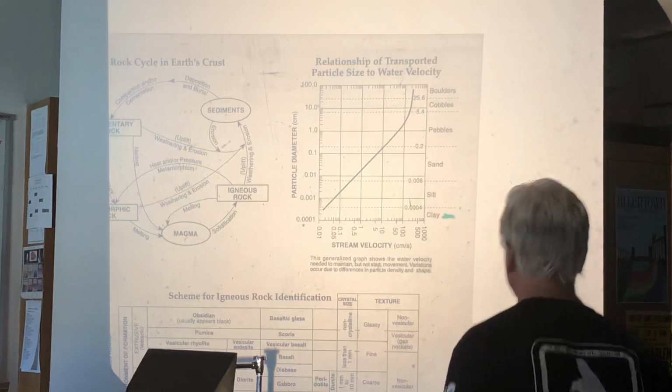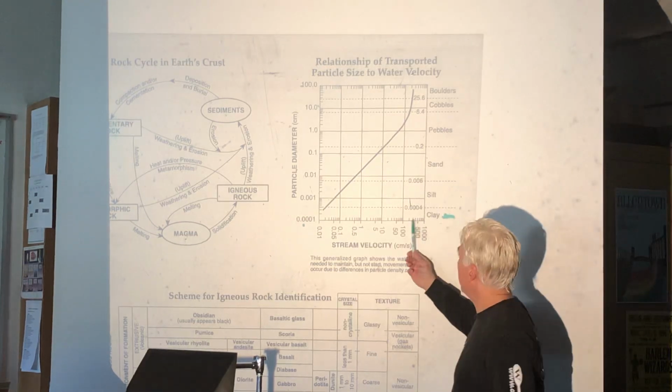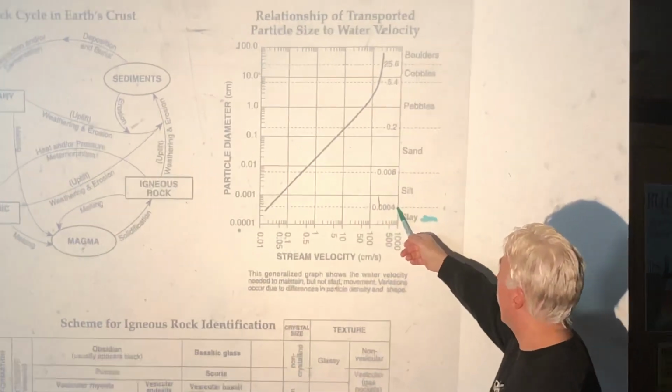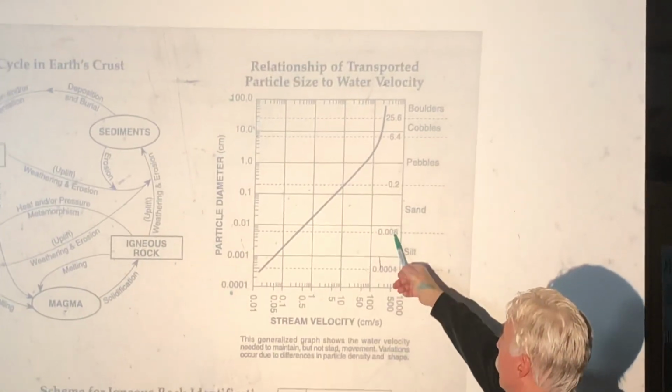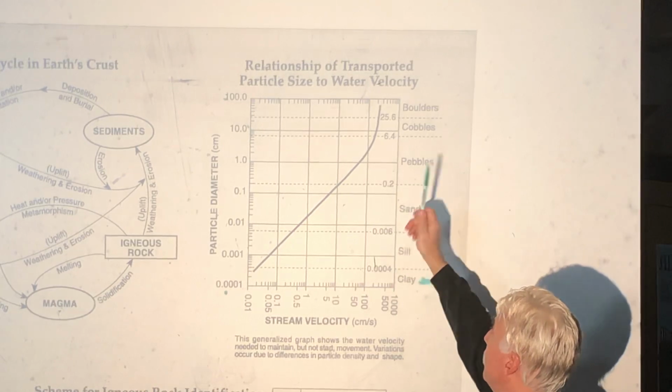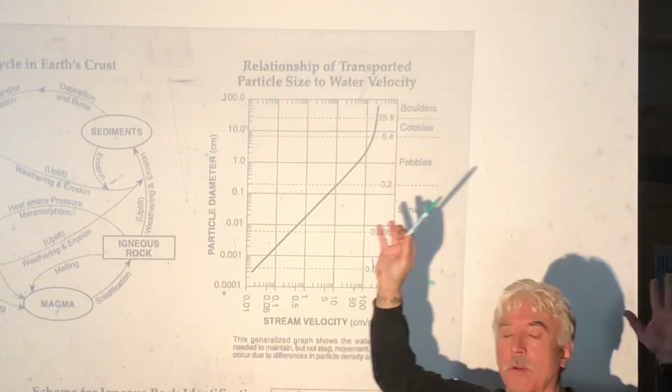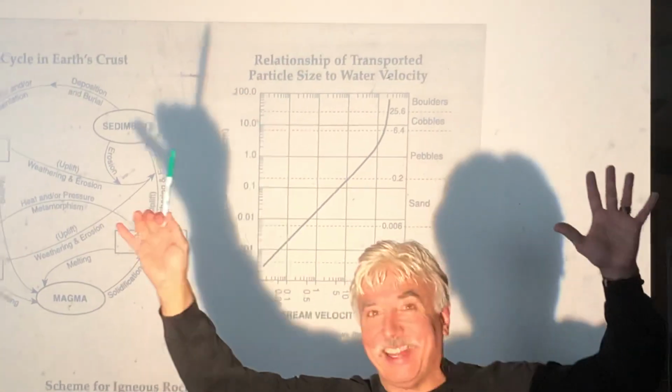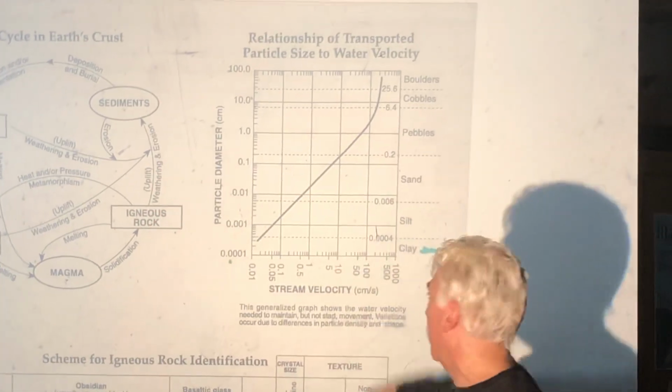So what we have is a chart right here. You got 0.004 all the way up to 0.006, your silt. Less than that, your clay, then sand, pebbles, cobbles, boulders. You don't have to memorize things like the dorky earth science teacher that I am. You could just look it up right here on the chart and get it.